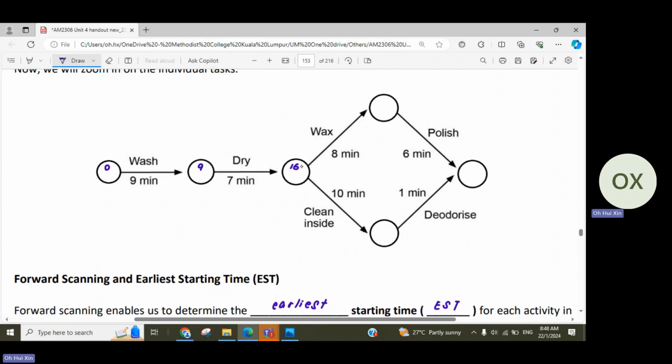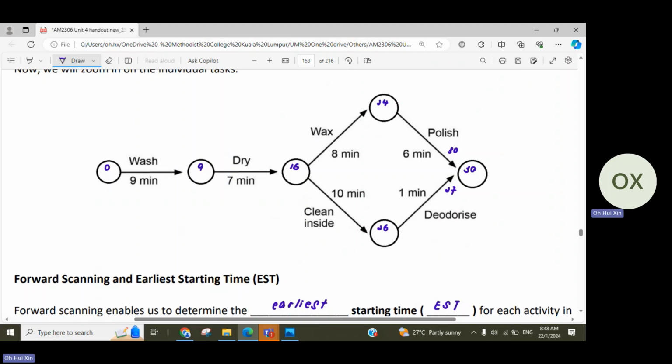Okay, so same thing, continue. You need 8 minutes for waxing, which means that by 24, when you finish waxing, that's the earliest time that you can start polishing. Okay, so 16 plus 10, 26, is the earliest time that you can end cleaning inside. It is also the earliest starting time that you can start deodorize. Then after that, continue. So 24 and 6 versus 26 and 1. It's the same thing as just now, so we are writing 30, right? Because this is the earliest time that we can end the entire thing. All right, so that's what you have.